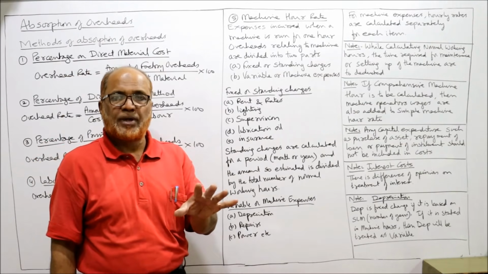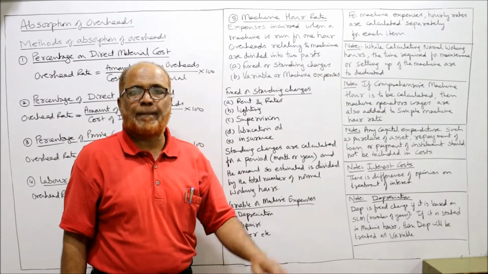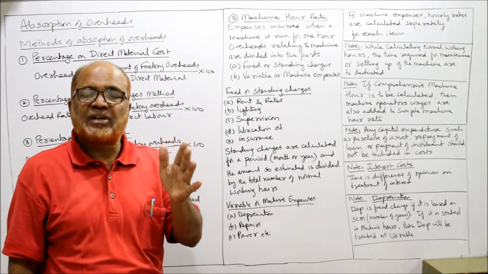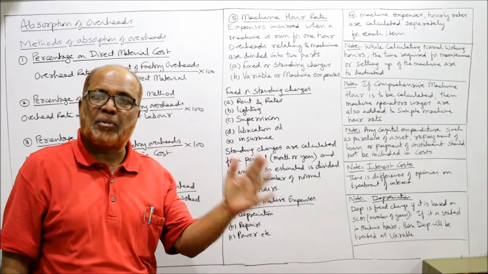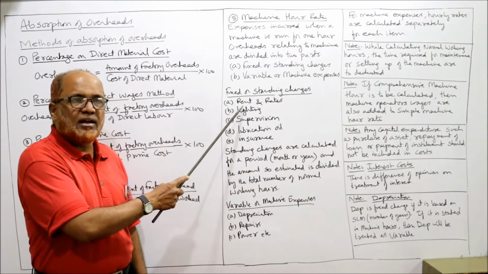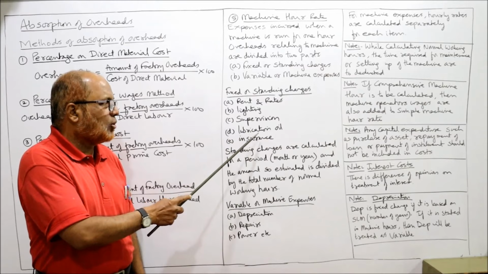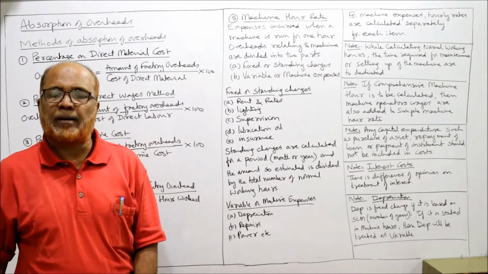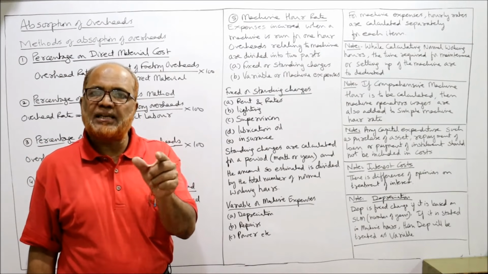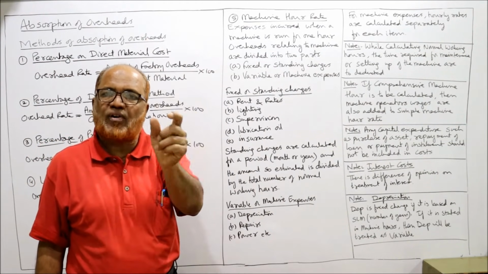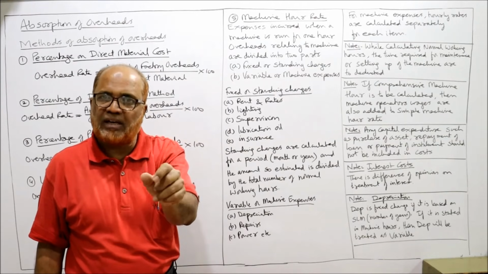Remember this point because in the next video I am going to make the problems. I have to start the problem. At that time you have to remember what are fixed or standing charges and what are machine expenses. So examples of fixed or standing charges: rent and rates, lighting, supervision, lubricating oil, insurance. Now standing charges are calculated for a period. Period का मतलब या month या year. So we calculate all the standing charges for 1 month or for 1 year.